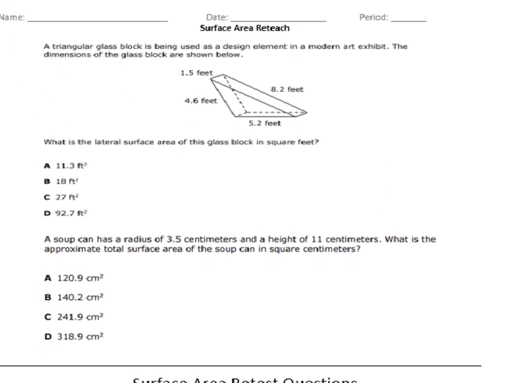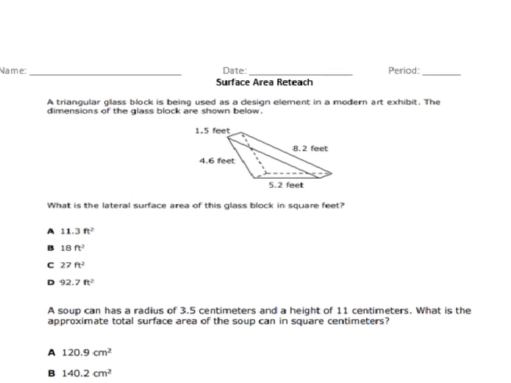So looking at the first question, a triangular glass block is being used as a design element in a modern art exhibit. The dimensions of the glass block are shown below. What is the lateral surface area of the glass block in square feet? So we're looking for our lateral surface area, and we have our formula chart with us. We're going to go under the surface area section and look for lateral surface area, and this is a triangular prism. So we're going to look under prism, which is PH.